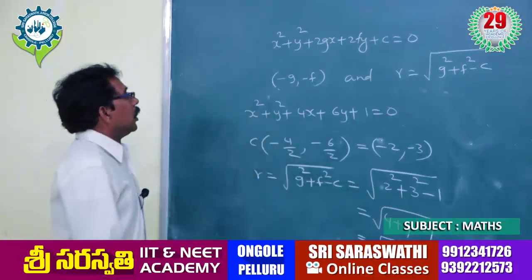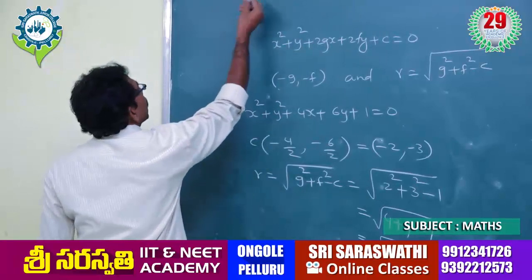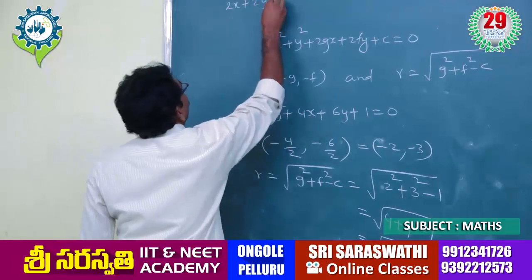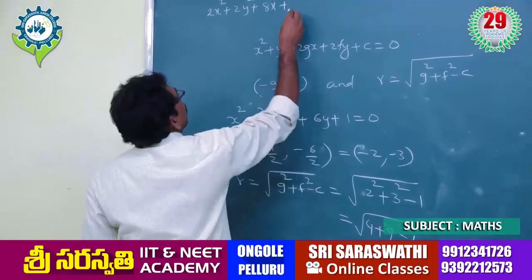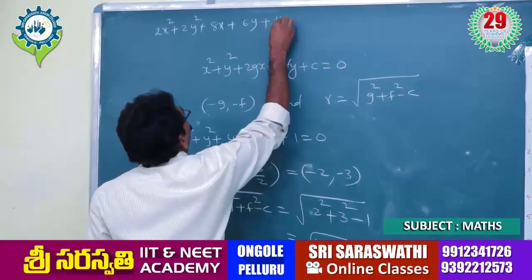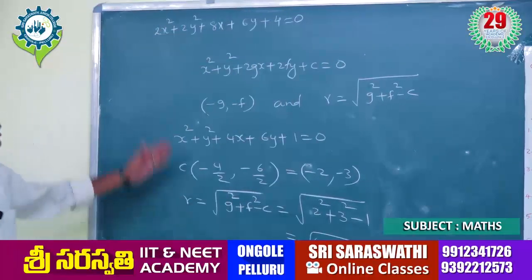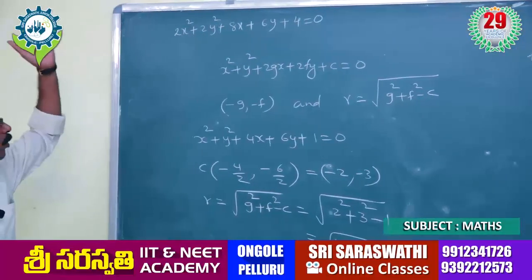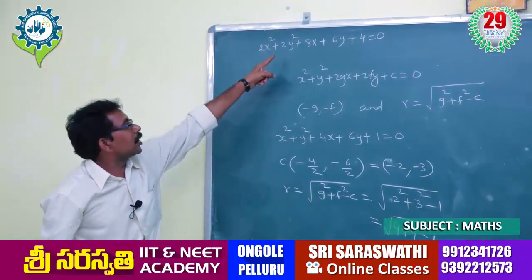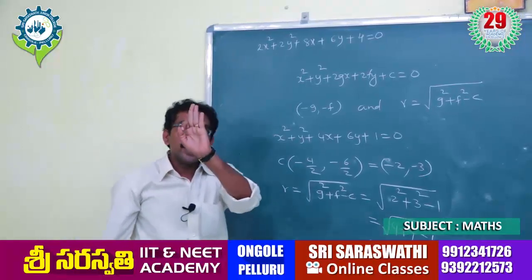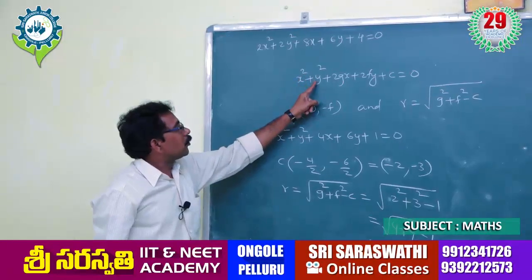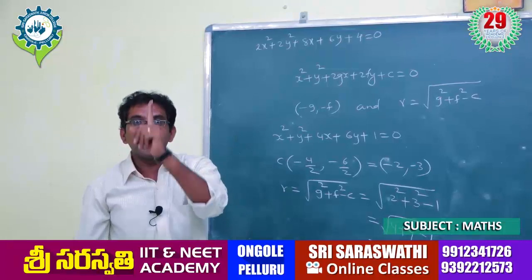For example, if the equation of a circle is like this: 2x square plus 2y square plus 8x plus 6y plus 4 is equal to 0. This is a circle equation. Now for getting the center and radius for this equation, first we have to see that the x square coefficient and y square coefficient must be unity, that is 1.